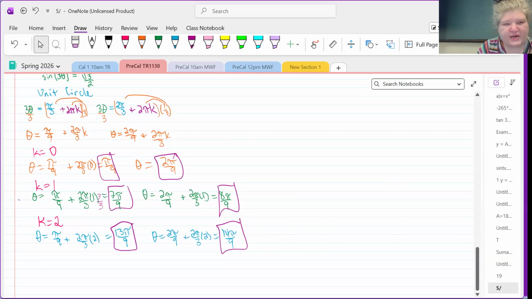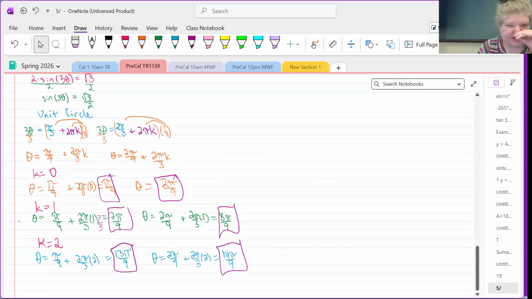Now it won't be 3 theta on the test because that's just a little bit of extra work for no extra reason. But you are still going to have to mess with the k values some.